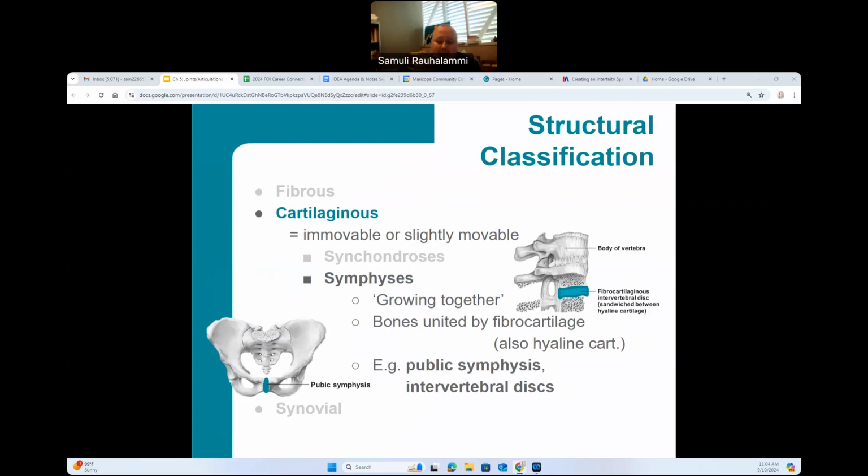The next example I wanted to talk about is symphyses, which are slightly movable joints. The two examples I provided are the pubic symphysis, the connection that holds the hip bones together. You'll remember we discussed earlier that when a female goes into labor, that joint can separate in order to facilitate the delivery of the baby. And then we see the intervertebral joints, or intervertebral discs, as another example of symphysis.